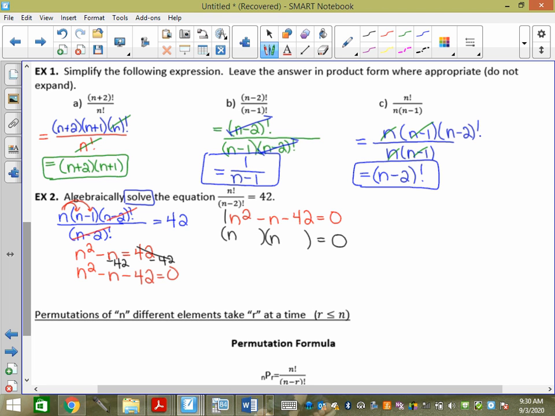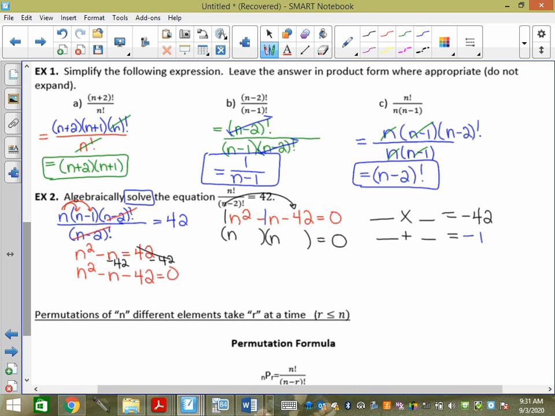Then you go, what times what equals the outsides? So what times what equals negative 42? 1 times negative 42, so negative 42. And what plus what equals the inside? So negative 1. So what multiplies to be the outside, what adds to be the inside? What's it going to be? Yes, negative 7 and 6.